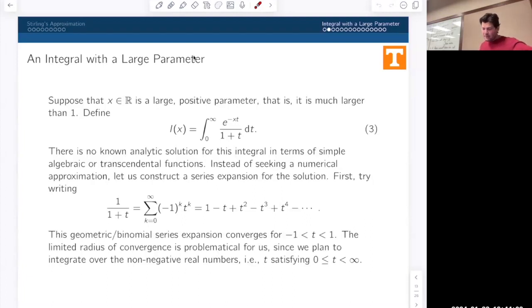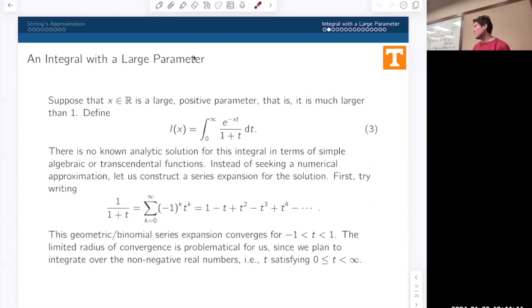So the example that we're going to go through is this one, the integral I(x) from 0 to infinity of e to the minus xt over 1 plus t dt, where in this integral, x is a large parameter. This isn't necessarily an easy thing to do because we have to take the integral for every value of x that there exists on the real line, or actually, in this case, the positive half of the real line.